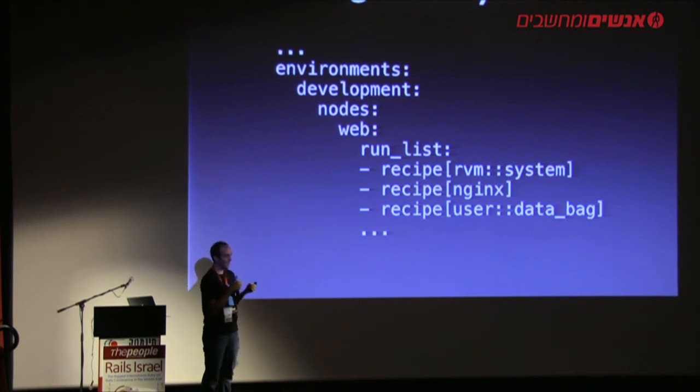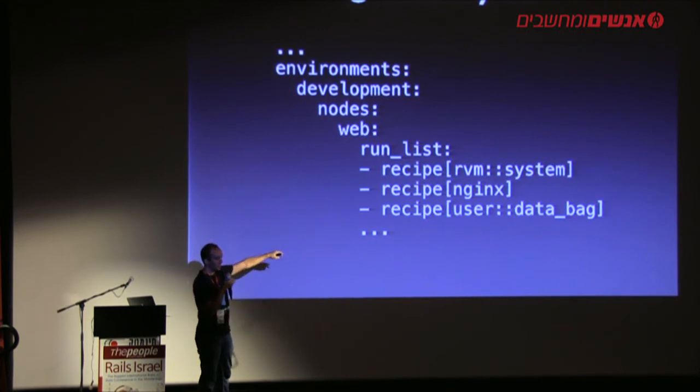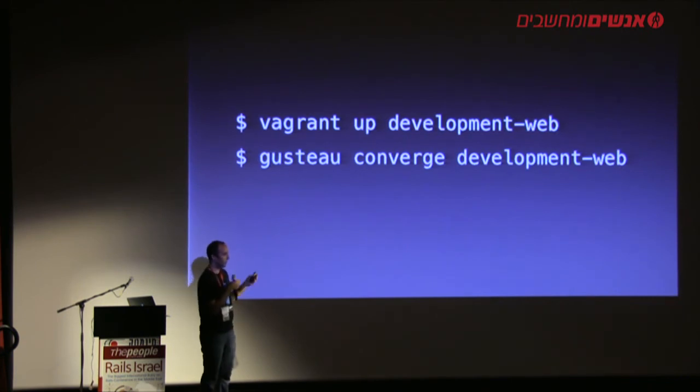The next thing is we need to actually make our run list. This is kind of a shortening, but this is basically the meat of your run list. So it'd be these three things. And if you have those three things, then you just do vagrant up development web, and you say gusteau converge development web. So this creates your virtual machine on your local box. And then it will actually converge on that, which means that it will run Chef, and Chef will decide what needs to run, and it will run everything.